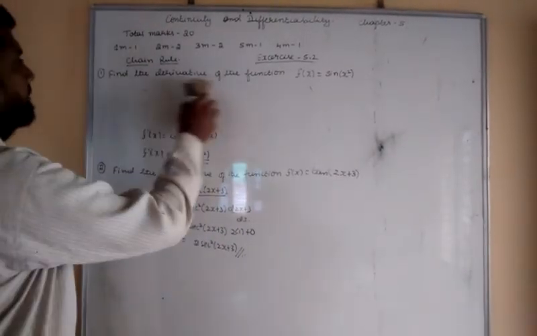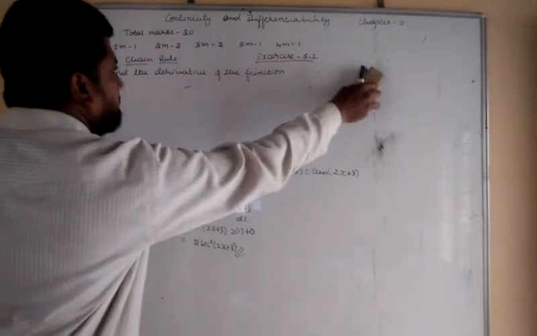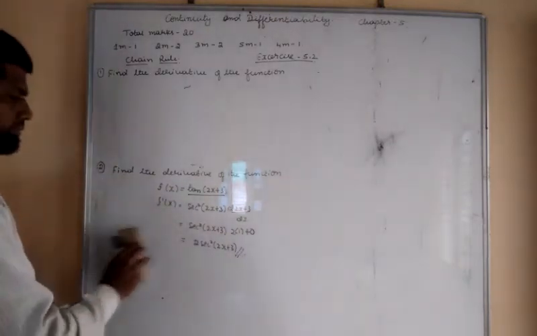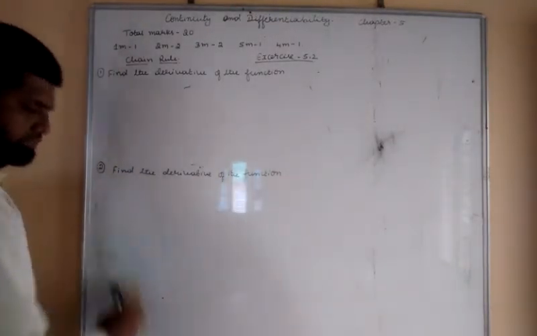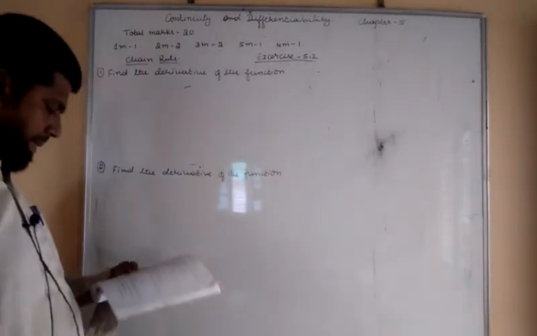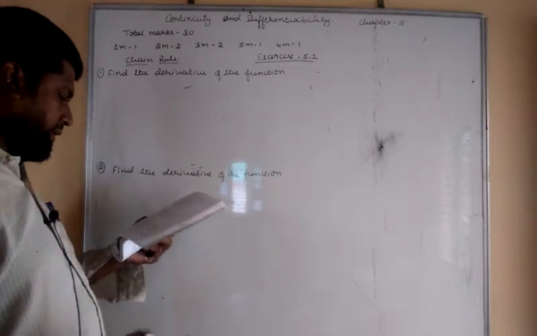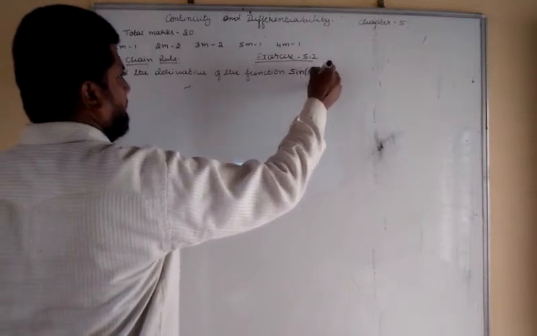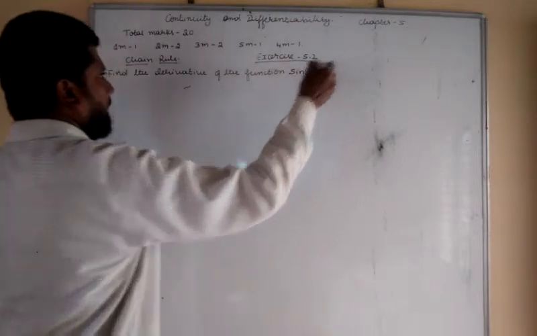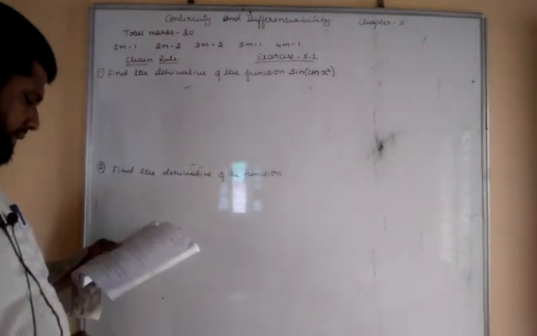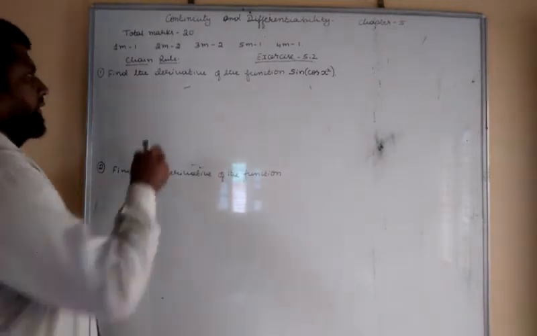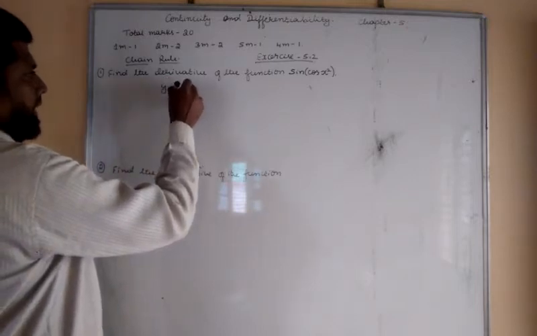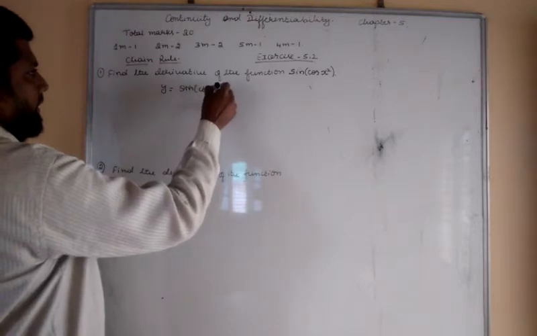Take down the next question. The next question is sine of cos x square. Let us differentiate this one. He has not given the formula. So y is equal to sine of cos of x square.